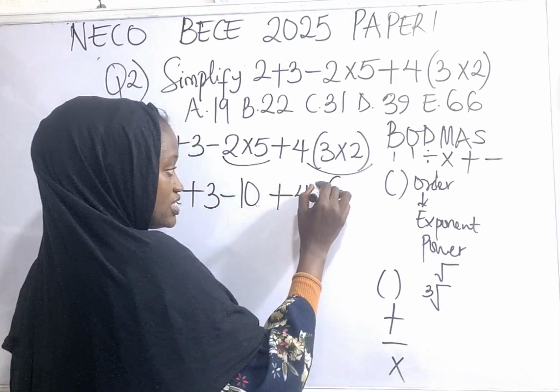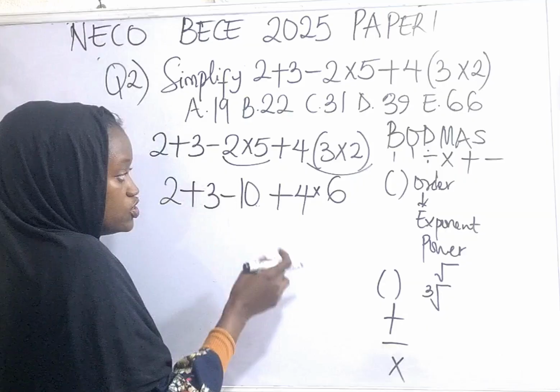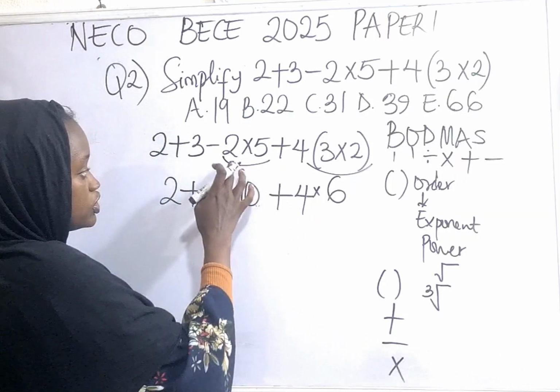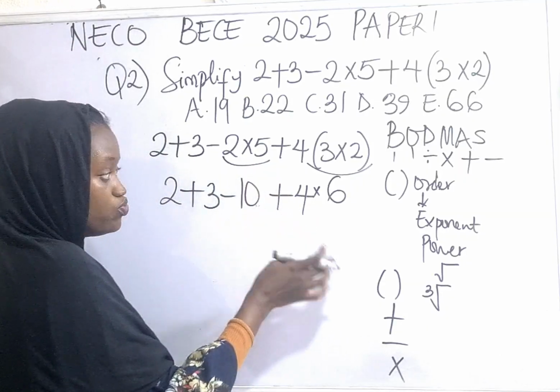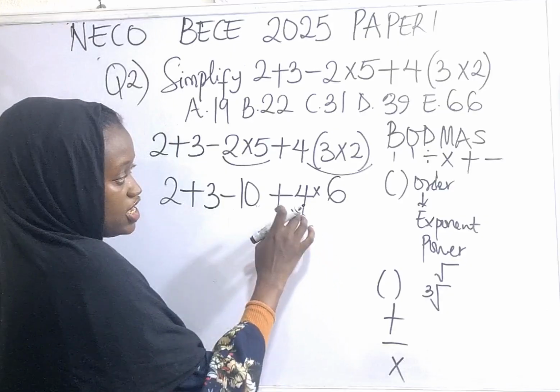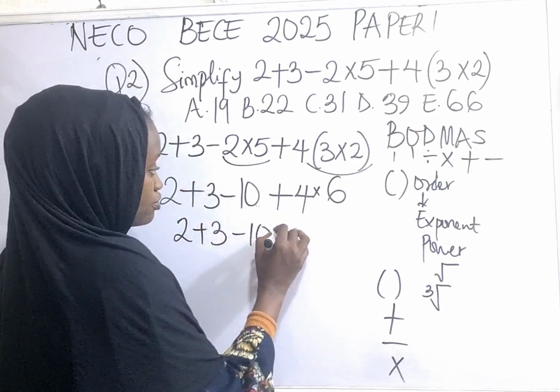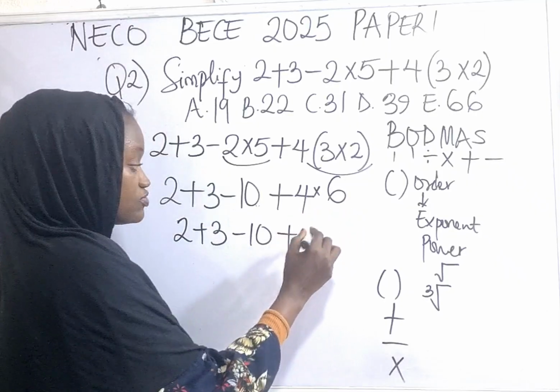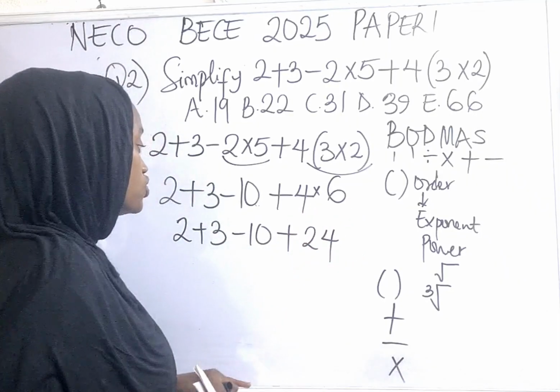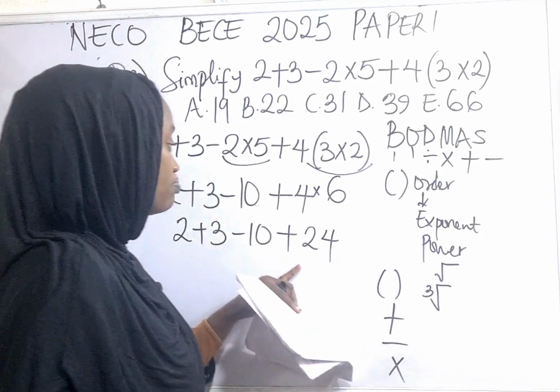This bracket here is multiplication, right? So now, since we've multiplied 2 and 5, that gives us 10. We also have 4 times 6 to multiply. So now this becomes 2 plus 3 minus 10 plus 4 times 6 gives us what? 24, right? So this now becomes 2 plus 3 minus 10 plus 24.